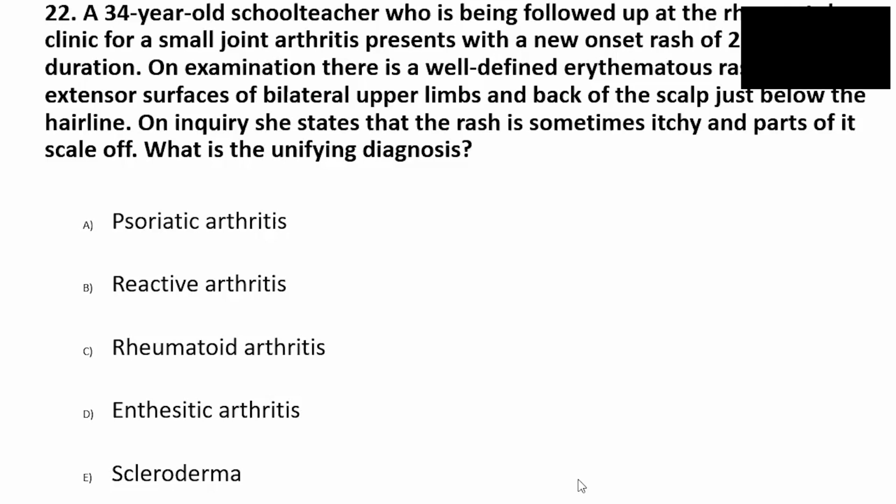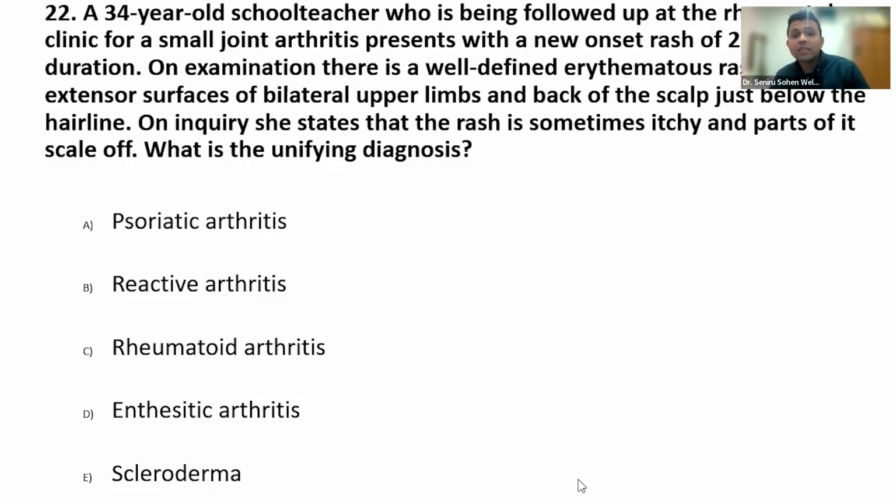Right. So here we have another question with arthritis and rash. A 34-year-old school teacher who's been followed up at the rheumatology clinic for a small joint arthritis presents with a new onset rash of 2 weeks duration. On examination, there's a well-defined erythematous rash on the extensor surfaces of bilateral upper limbs and at the back of the scalp, just below the hairline. On inquiry, she stated that the rash is sometimes itchy and a part of it is hair-bearing.